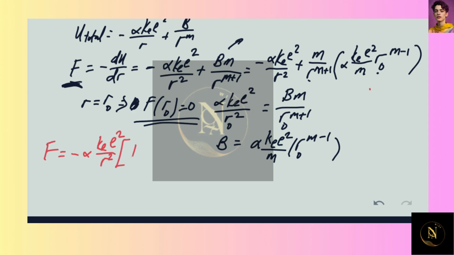should get 1 minus r naught over r to the power of m minus 1, which is the expression that is given in the question. Right, what you have to do over here is you just have to pull out r square from this. This is just r square times r to the power of m minus 1, right? And then we can combine these two together, r naught over r to the power m minus 1.